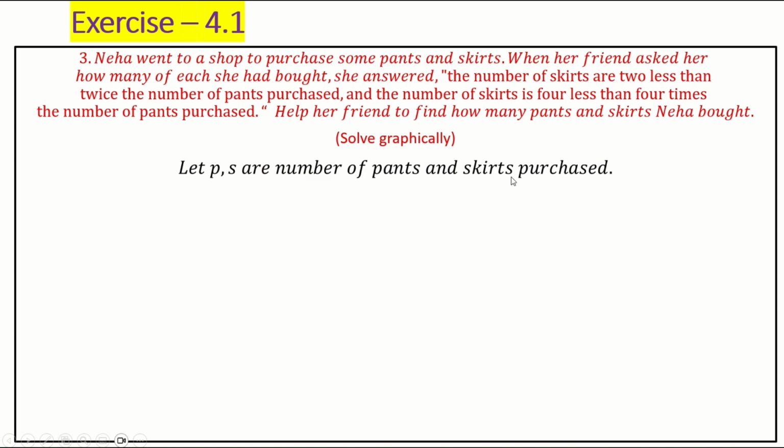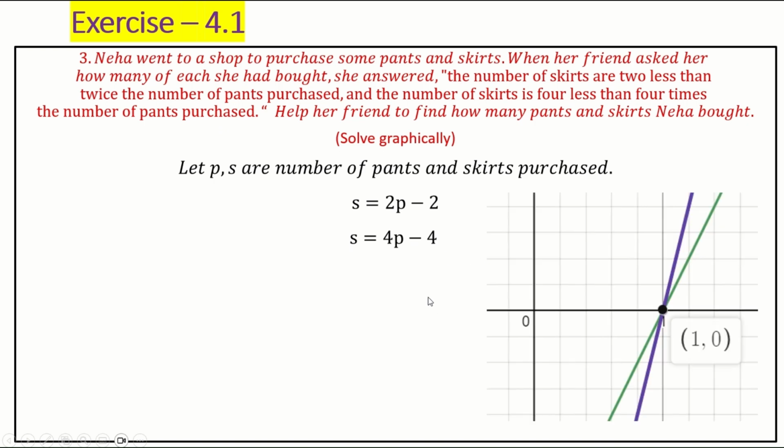Let P and S be the number of pants and skirts purchased. The first statement: the number of skirts is two less than twice the number of pants. So S = 2P - 2. This is one equation. The second equation: the number of skirts is 4 less than 4 times the number of pants purchased, that is S = 4P - 4. So these are the two equations.